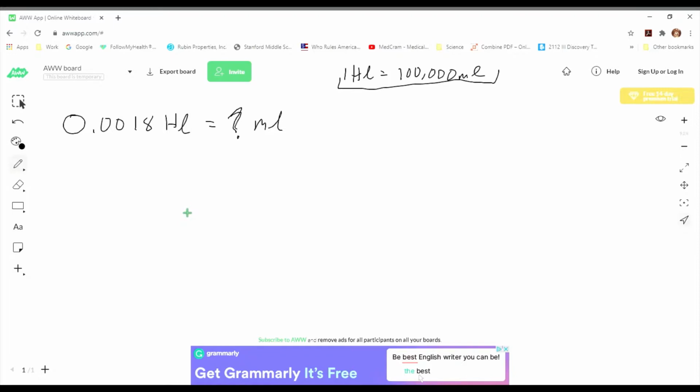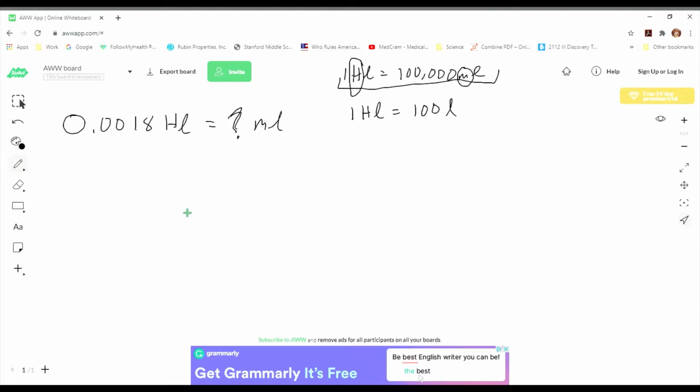The easiest way to do these metric conversions is to remember just what the prefixes mean. What does hecto mean? What does milli mean? Remember, hecto means 100, milli means 1,000th. Because once you know that, then all you have to do is compare it to the base unit. 1 hectoliter, since hecto means 100, and a hectoliter is a bigger unit than the base unit, 1 hectoliter means 100 liters.